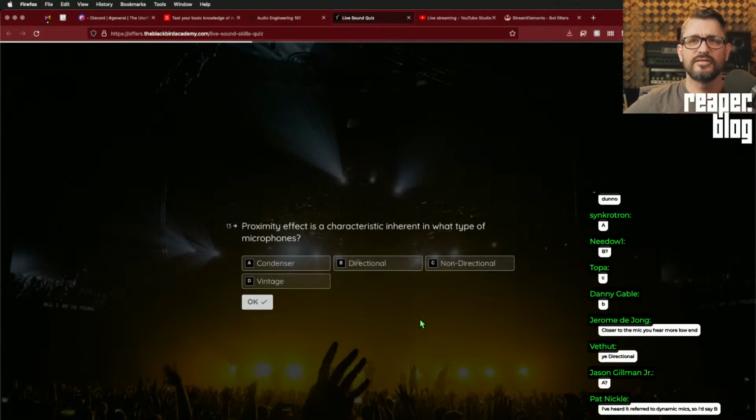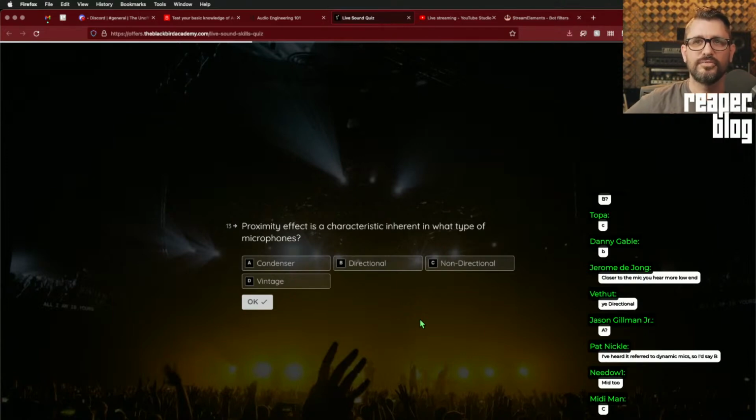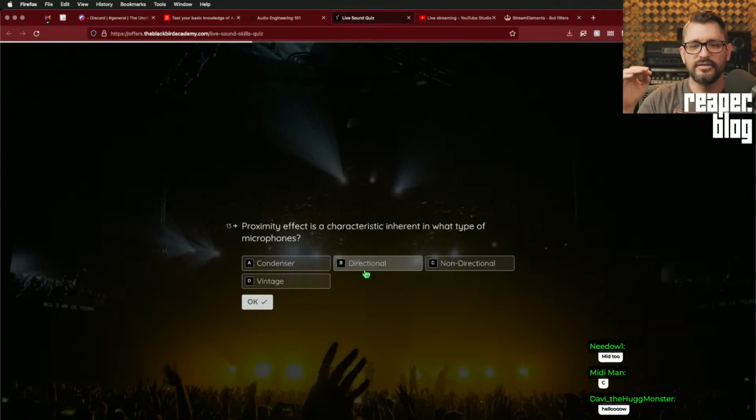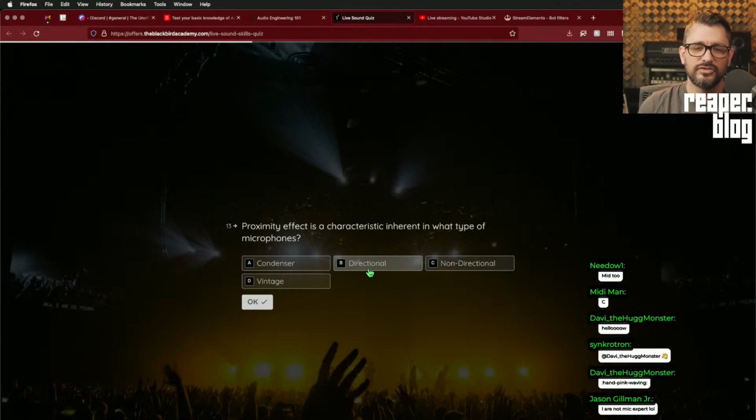Yeah, it's like low mids, bass. Closer to the mic, you hear more low end. Yeah, we're going to go with directional. So directional just means like supercardioid, hypercardioid, cardioid, figure eight, anything other than omnidirectional is going to have proximity effect.